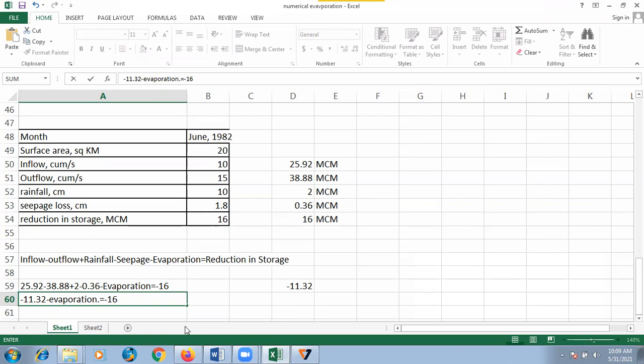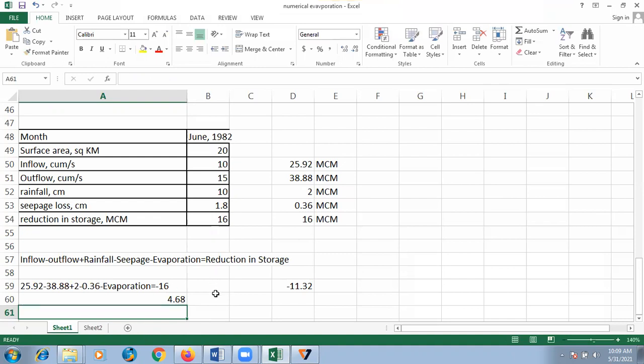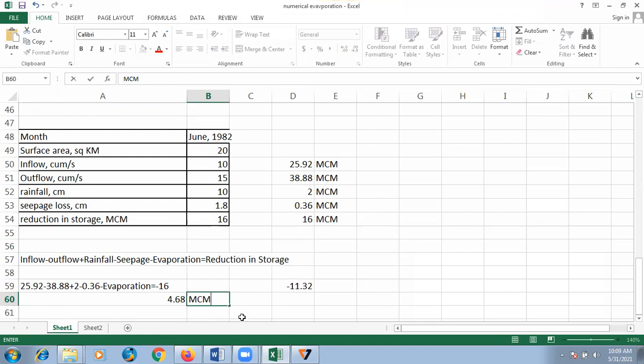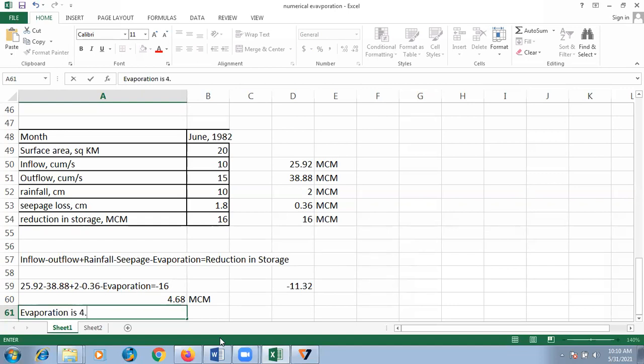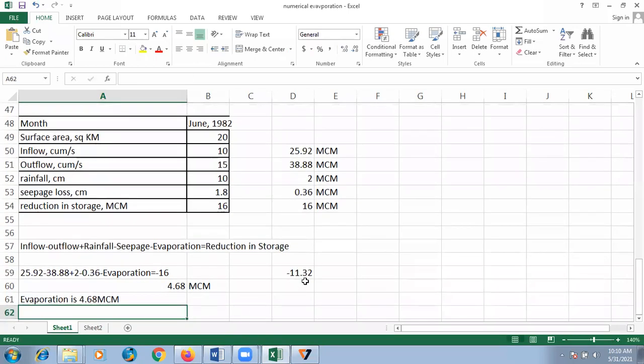So with this, you can easily understand evaporation is nothing but 16 minus 11.32. Evaporation to the right hand side, minus 16 to the left side, 16 minus 11.32 will become evaporation. That becomes the evaporation value as so many MCM. So 4.68 MCM. Evaporation is 4.68 MCM, million cubic meter. Have you understood this? Is there any question on this? Okay, somebody has already replied to this, 4.68. Thank you, Suhas.